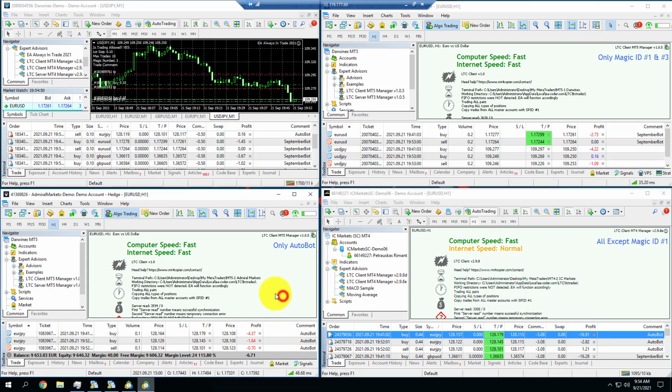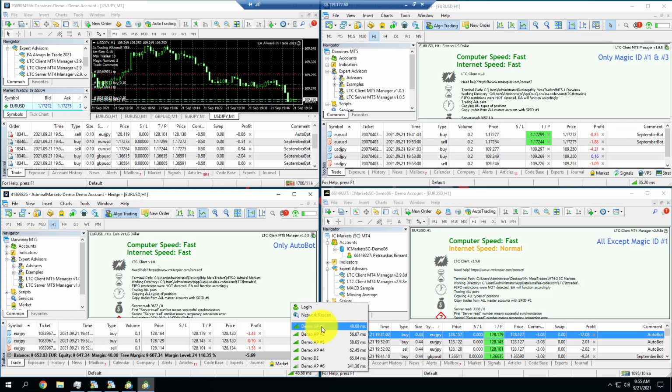Now let's check on this one. If I click it, it shows me available data centers. And you can see I'm connected automatically to the Admiral Markets data center number 3. It's a demo account, obviously for demo trading, but there are other ones available. So we have 1, 2, 3, 4, 5, 6 total.